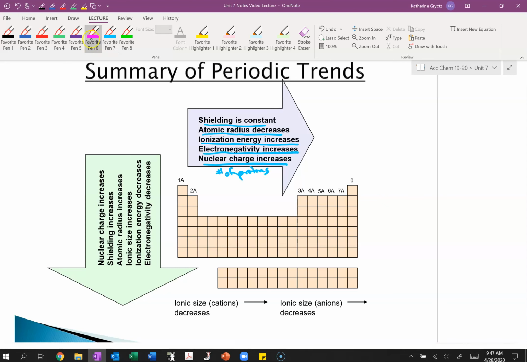Okay, down the periodic table, the nuclear charge does increase still, but the effect of that is overridden by the number of shielding electrons, or the number of valence shells, or the number of electron shells, sorry. There's only one valence shell. But that causes the atomic radius to increase, the ionic size to increase, if you were looking at that, the ionization energy, how hard it is to rip an electron away, to decrease, and the electronegativity to decrease. Okay, and that's all based on the number of energy levels. All right, so those are periodic trends.